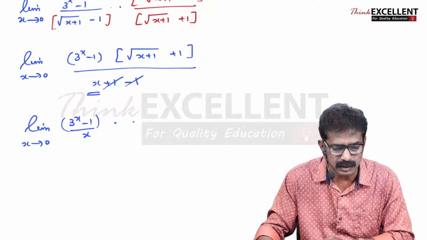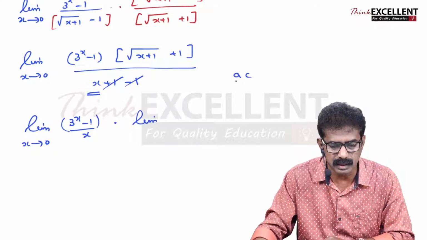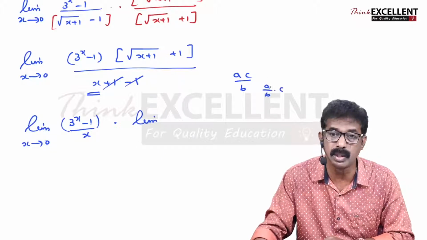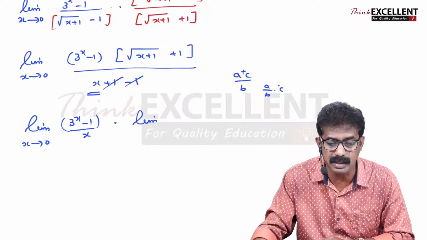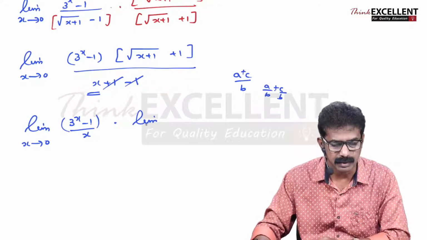Here it is multiplication, so don't write the denominator again. Suppose it is A/B times C; if I write A/B, you write into C only. Suppose it is plus or minus, then you write the denominator for both. Okay, so be very careful.